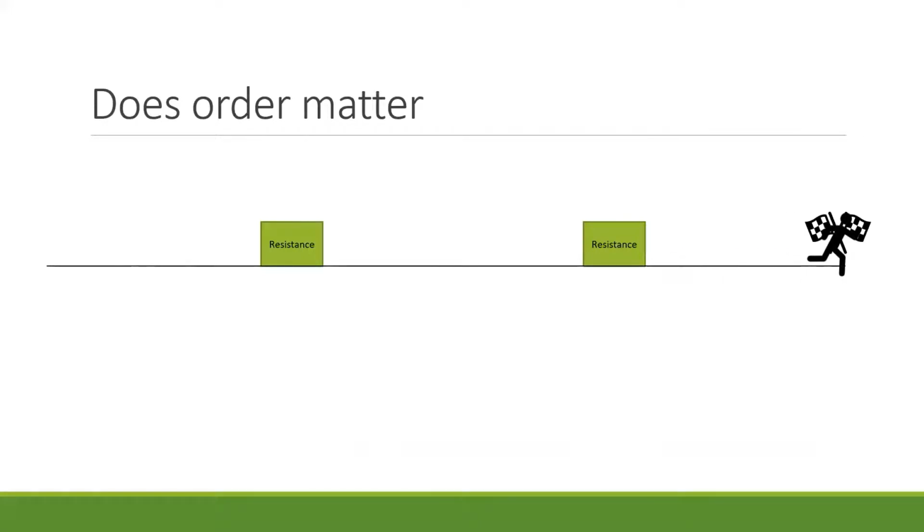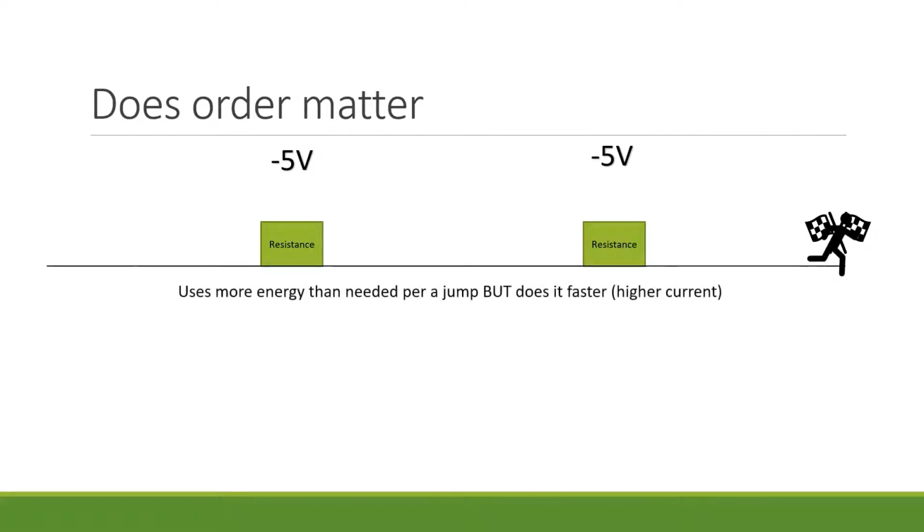But the difference is of course he will drop 5 volts at the first one and 5 volts at the second one. Yes, this is what was said before. But the reason is that it uses more energy than is needed per jump compared to 3 volts, but it does it faster. Because it's got more energy, these electrons can move faster. And because they move faster, the whole circuit's going to work really well.